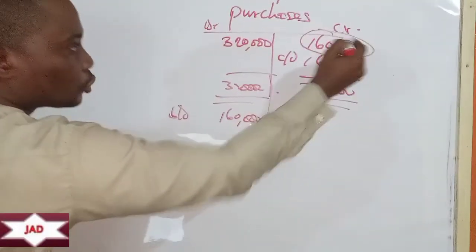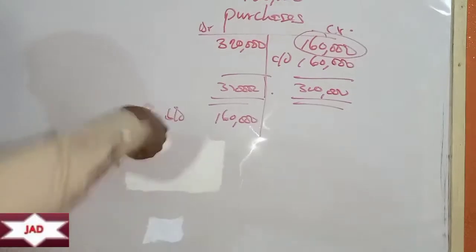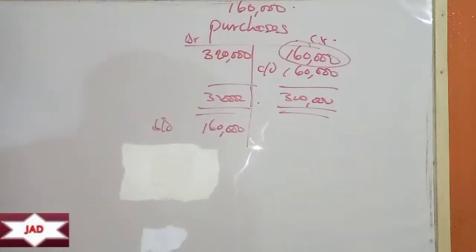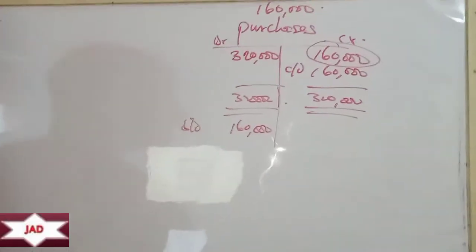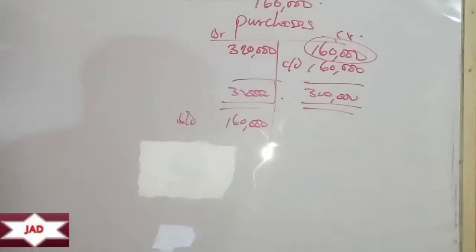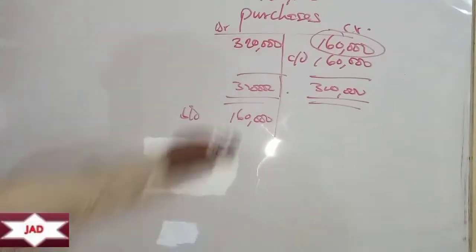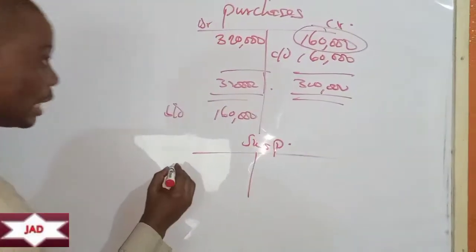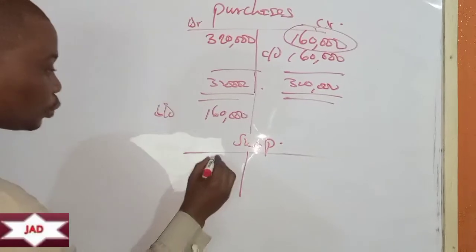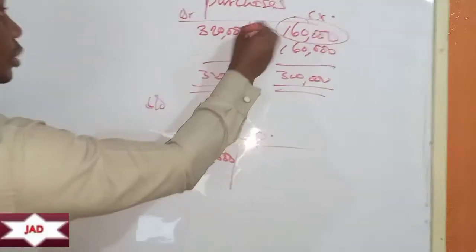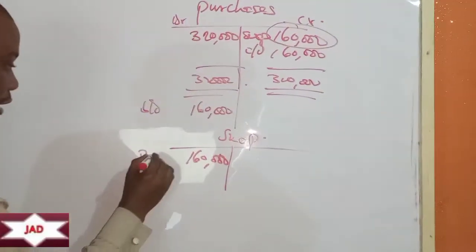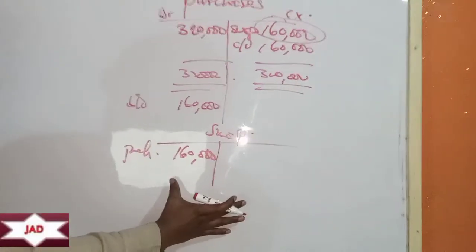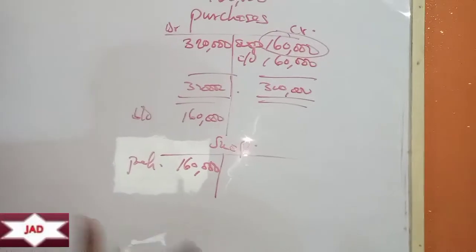So in this interpretation, the only way we could correct this overstatement is to credit purchases with 160,000. So where do we take the corresponding debit entry to? The investigation revealed that only the purchases account was affected. So the corresponding entry will go to the suspense account. You have credited purchases, you debit suspense with 160. So we can just say suspense, purchases. So this is the entry. But now we use a journal to do that. That's why we're going to prepare the journal.